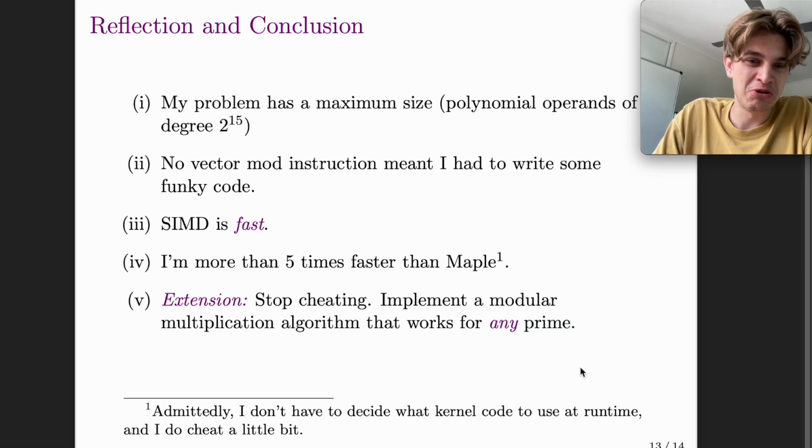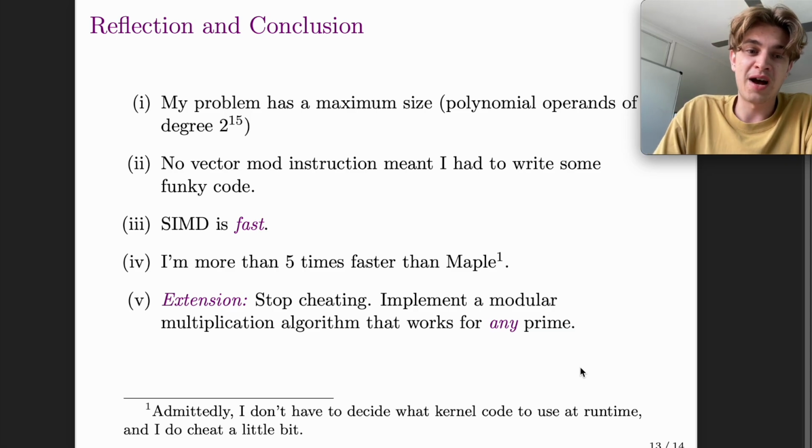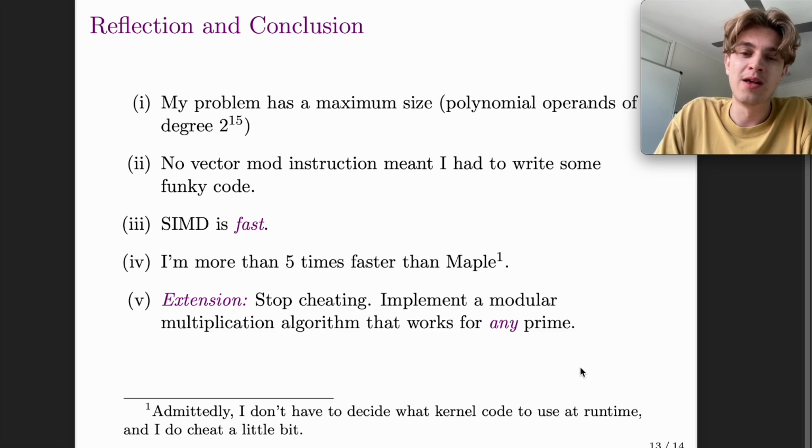Definitely go check it out. It's pretty cool. I was just blown away by how fast AVX is. We got almost, I think it was, a 3.2 times speed up. That's almost 4 times, which is crazy because I'm packing 4 integers into each vector. So it was really, really effective. I'm more than 5 times faster than Maple, with a little asterisk.